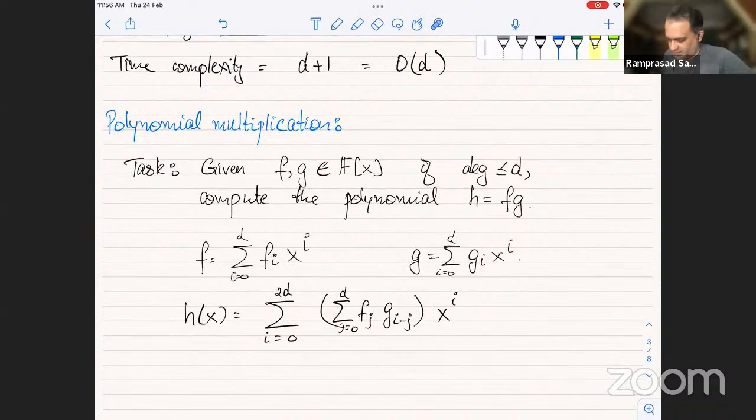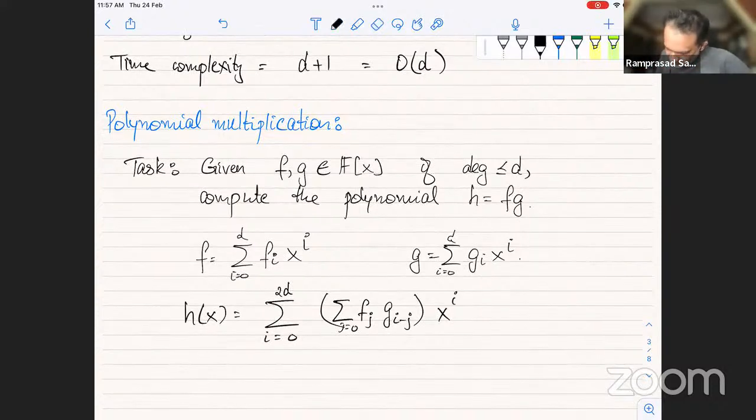Okay, so for each such i, what all do I need to figure out? I need to compute all of these products for every j and then add up all of them. So it looks like there are something like d multiplications and d additions in order to compute one such coefficient. And I might have to do this for roughly 2d such coefficients. Not all the coefficients are going to take just as much time.